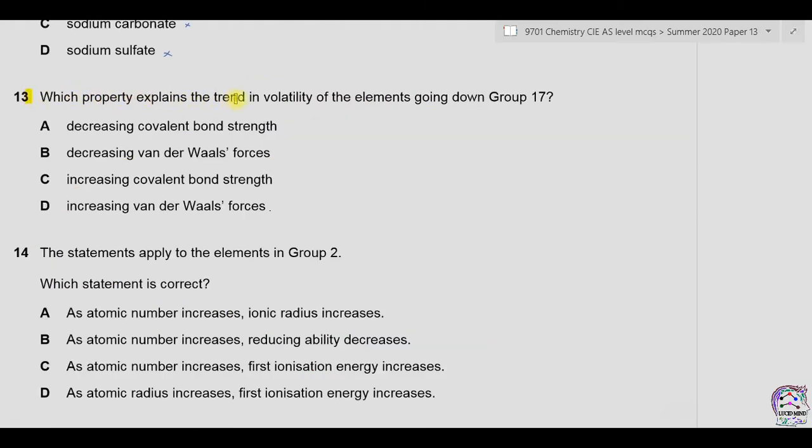Question 13. Which property explains the trend in volatility of the elements going down group 17? We know that in group 17 volatility basically depends on the intermolecular forces of attraction. And the higher the intermolecular forces of attraction, the less will be the volatility of elements. In group 17, first we can see fluorine is a gas, chlorine is a gas, bromine is a low boiling liquid. Then we have iodine, which is a solid. So the volatility of the elements going down the group decreases.